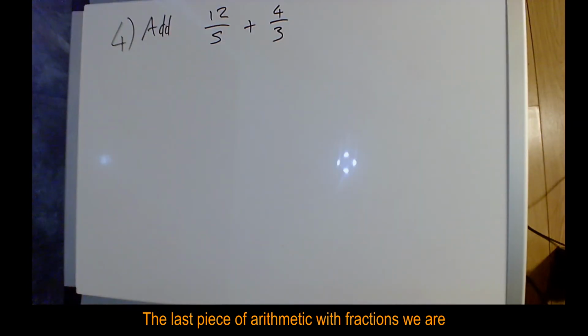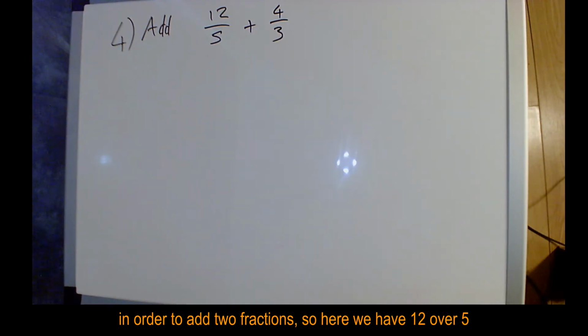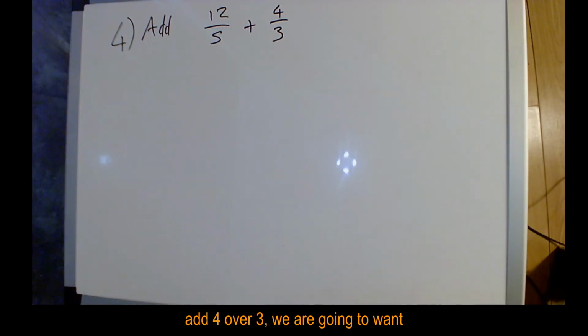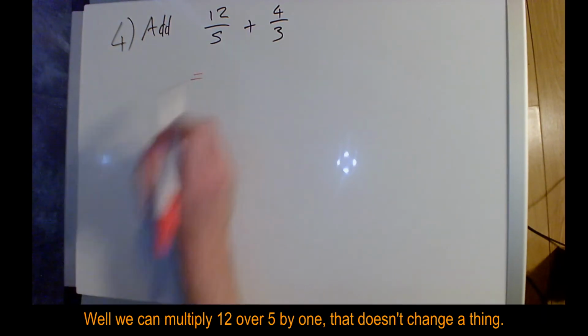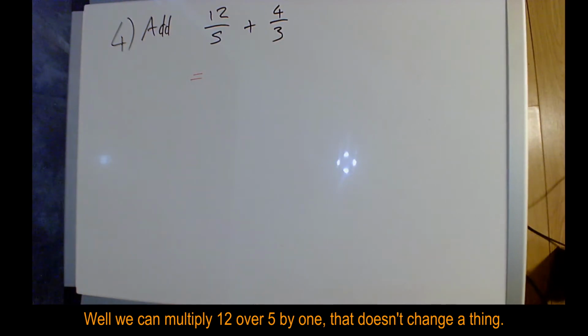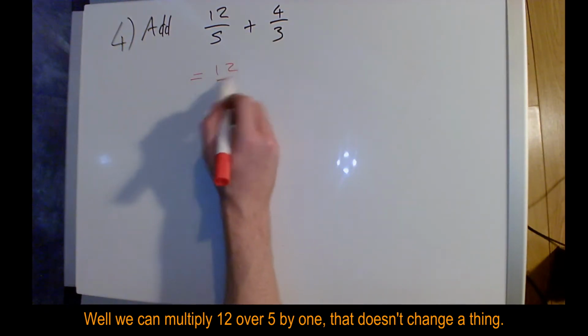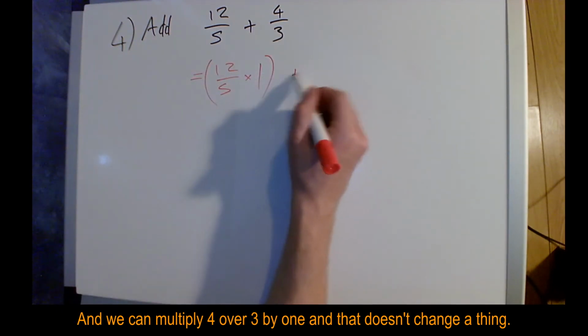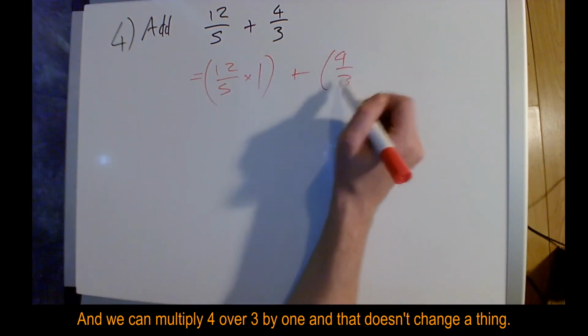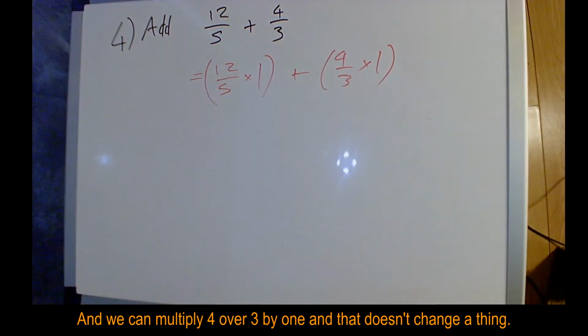And the last piece of arithmetic with fractions we're going to look at today is addition. In order to add two fractions, so here we have 12 over 5 add 4 over 3, we are going to want to make sure that they have the same bottom. Now how do we do that? Well, we can multiply 12 over 5 by 1. That doesn't change a thing. And we can multiply 4 over 3 by 1. And that doesn't change a thing.